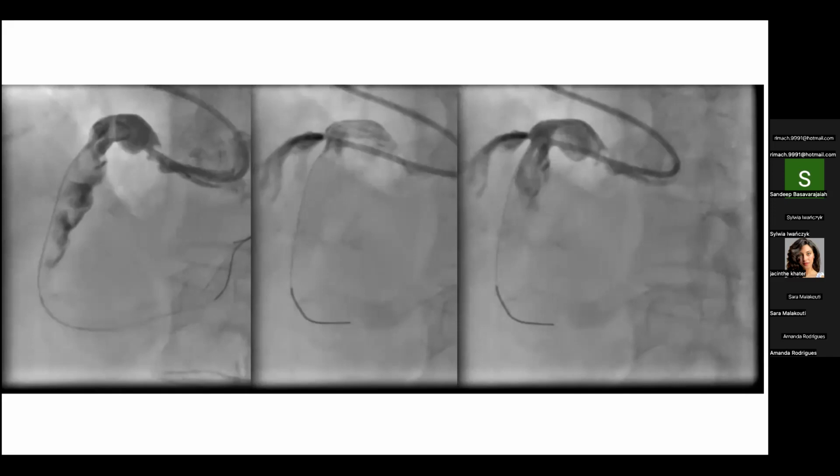So just a wire attempt to see if you can restore some flow makes sense, in my opinion, but I would be very conservative in these patients because this artery seems really, really fragile. So yes, complication is there.